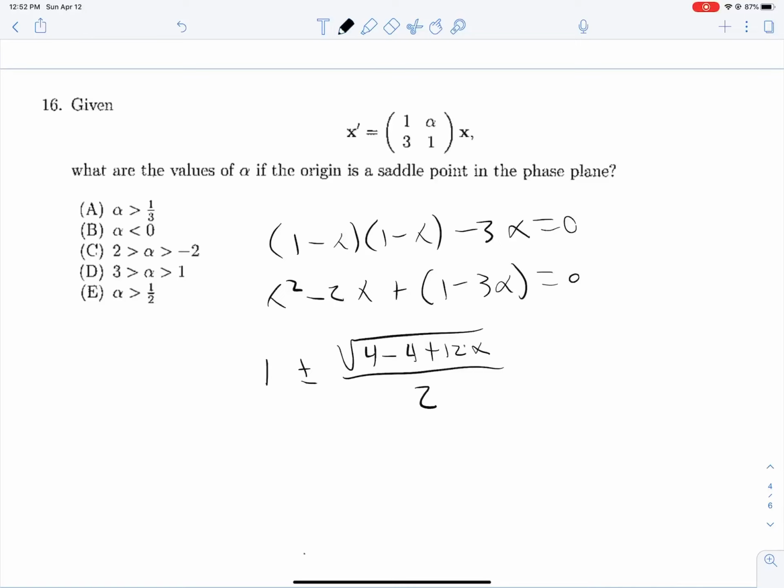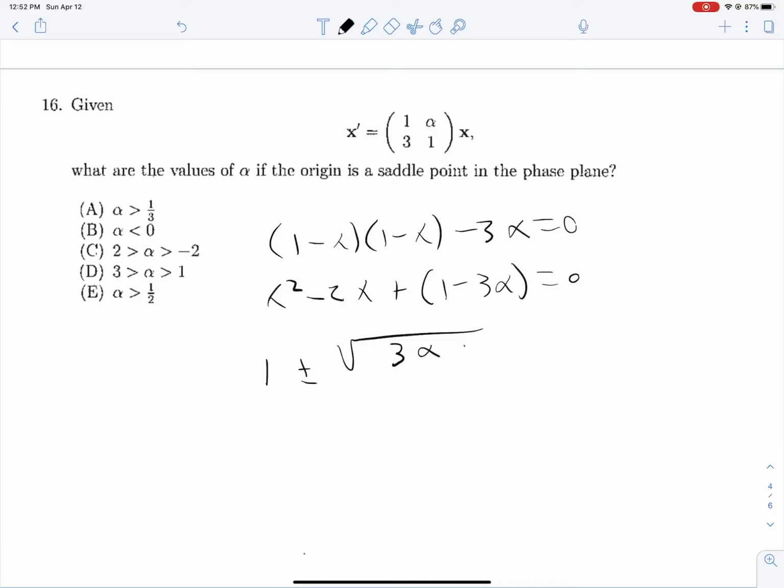So we get 1 here, and just simplifying a little bit more, we have 12α under here. We can bring this 2 up into the root by squaring it. So we'll have 12 divided by 4. That will give us 3α in there. And then we're looking for the values of α such that the origin is a saddle point in the phase plane.